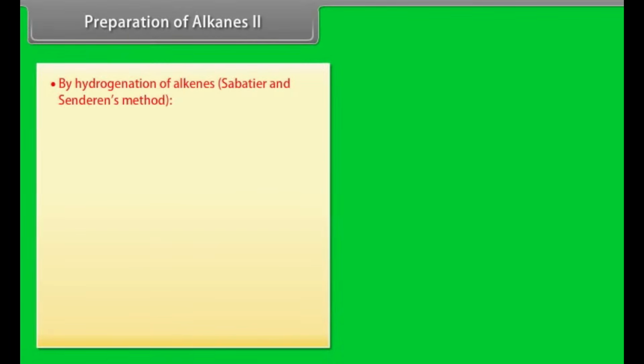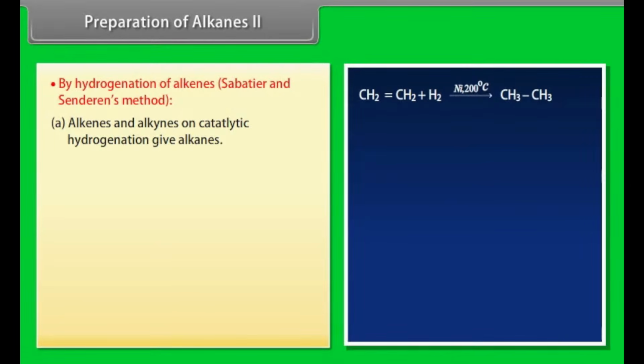Preparation of alkane, Part 2. By hydrogenation of alkenes: Sabatier and Senderens' method. Alkenes and alkynes on catalytic hydrogenation give alkanes.